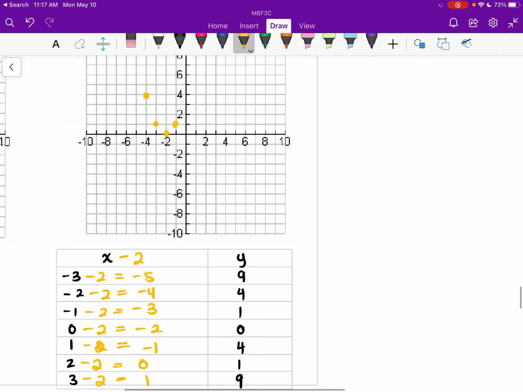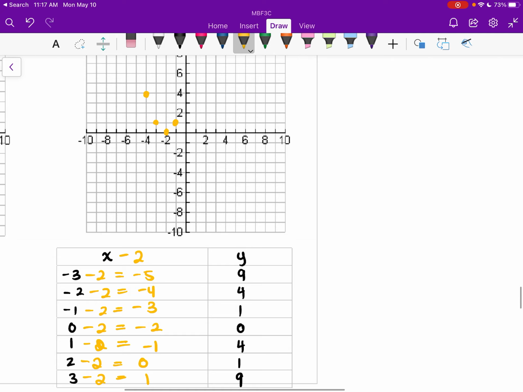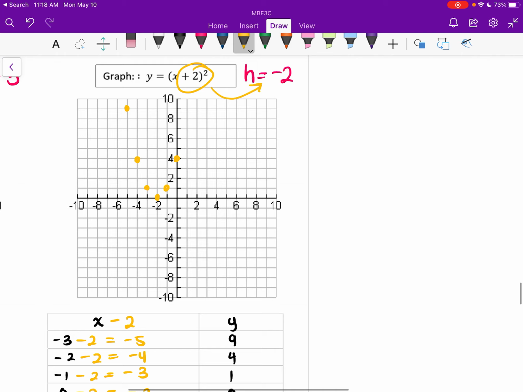Sorry, I apologize, I did this wrong. This way. There you go. So then 0 is at 4, and then 1, 9. Right, it looks like this. It's the same parabola that we would have originally. It's just shifted to the right now, which makes sense because this is positive, right now by 2. Okay?